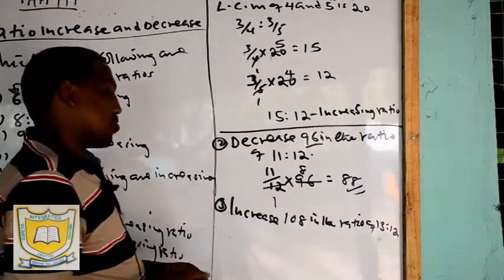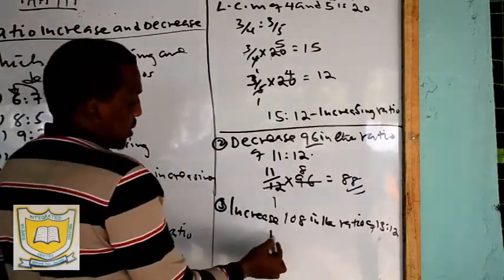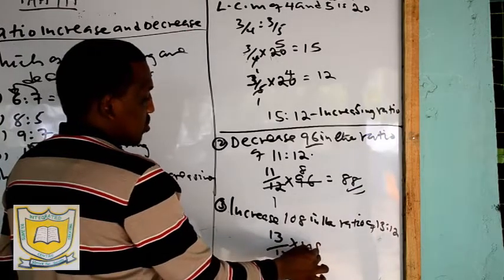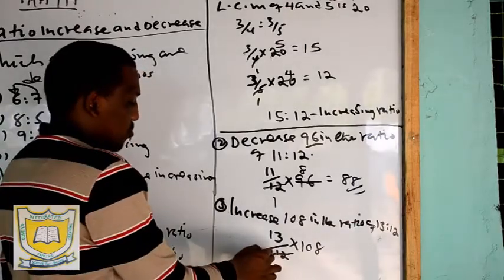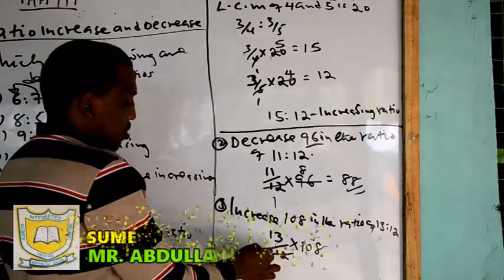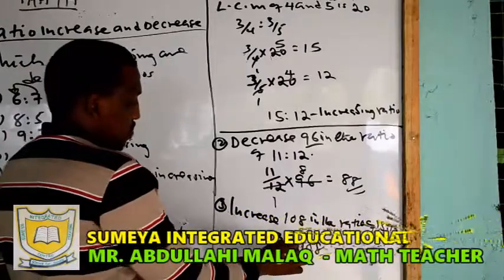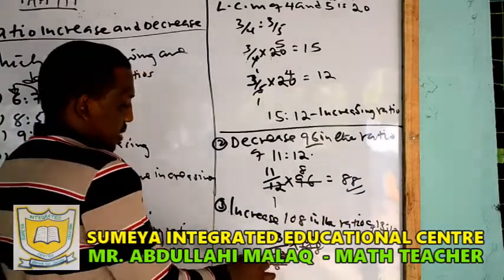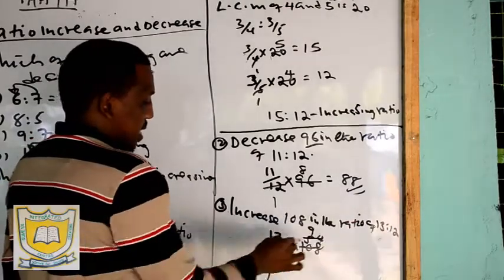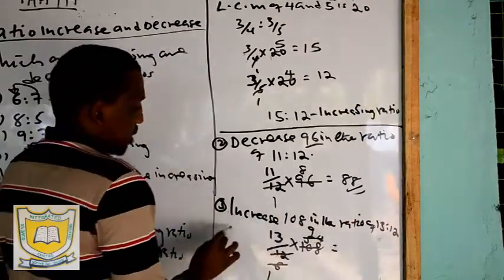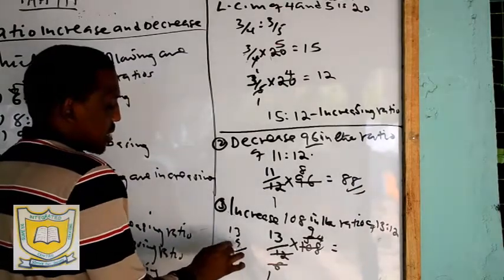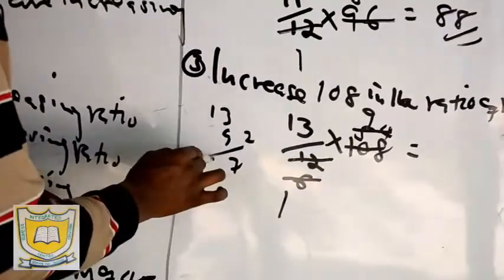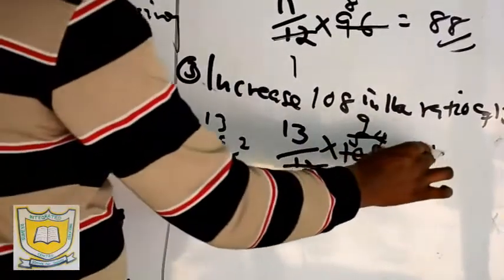So it's the same way we do. Now this one, we say 13 out of 12 multiplied by 108. By 12, by 2, 6; by 2, 5; by 2, 4; 54 by 6, 1; by 6, 9. So you multiply now. You say 13 times 9. 9 times 3, 27, carry 2. 9 plus 2, 11. So you will get 117.